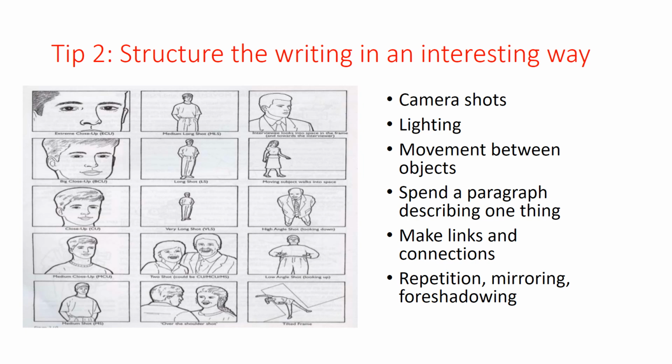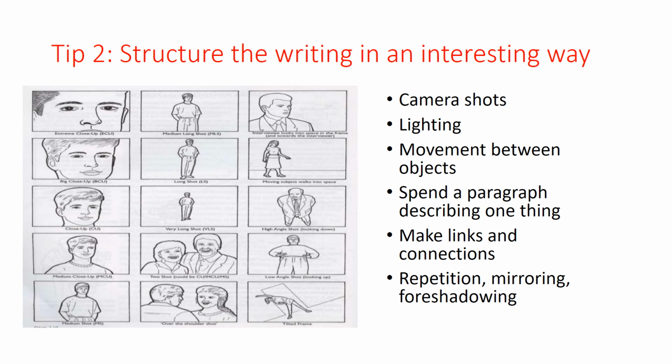Movement between objects. Whatever you're describing, you might want to think about how you could connect those things. So lighting is one way, sound is another way, movement or people, that's another way. Spend a moment describing one thing in great detail and write a whole paragraph.